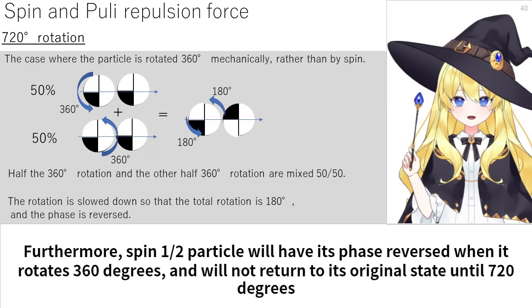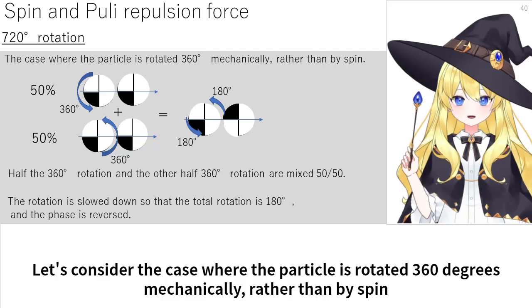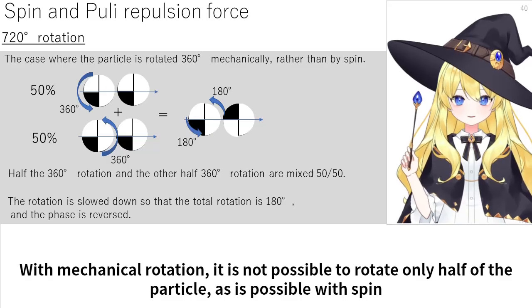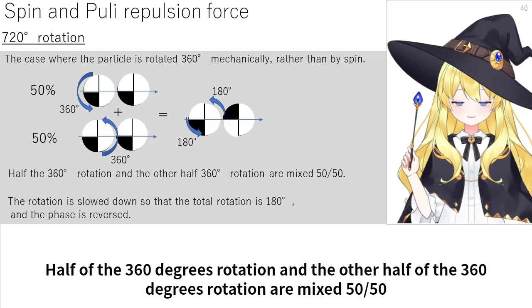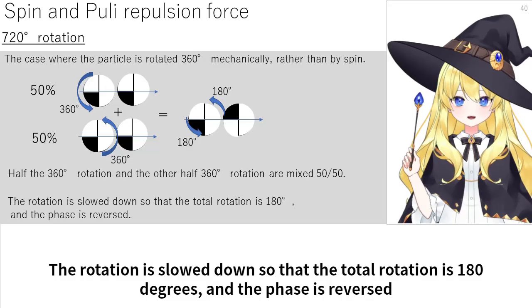Furthermore, a spin 1/2 particle will have its phase reversed when it rotates 360 degrees, and will not return to its original state until 720 degrees. Let's consider the case where the particle is rotated 360 degrees mechanically, rather than by spin. With mechanical rotation, it is not possible to rotate only half of the particle, as is possible with spin. Half of the 360 degrees rotation and the other half of the 360 degrees rotation are mixed 50/50. The rotation is slowed down so that the total rotation is 180 degrees, and the phase is reversed.